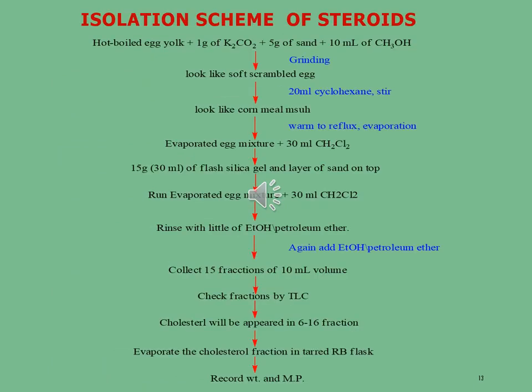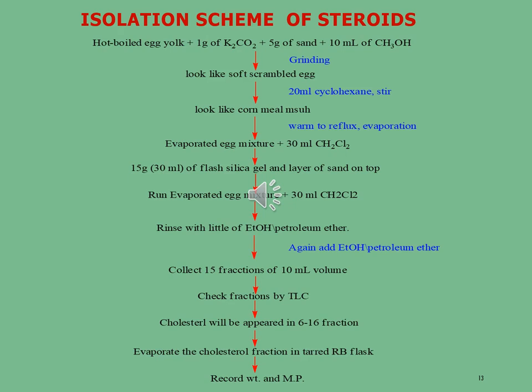Let's see the isolation and purification of steroids. This is the specific method for the extraction and isolation of steroid molecules. In this method, we will take hot boiled egg yolk to which 1 gram of potassium carbonate is added. After that, 5 grams of sand and 10 ml of methanol are added. The whole material is ground and we will get a soft scrambled egg material. To this material, we will add 20 ml of cyclohexane and stir it for some time.